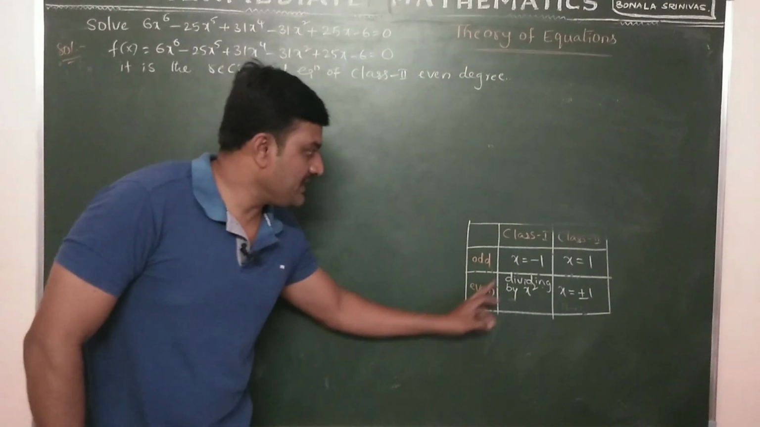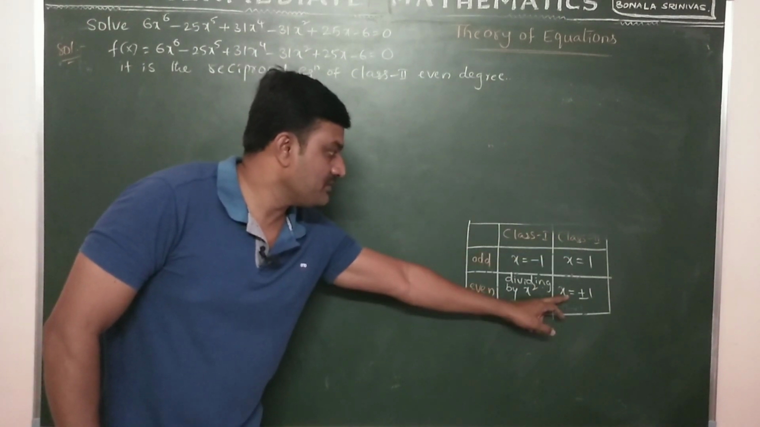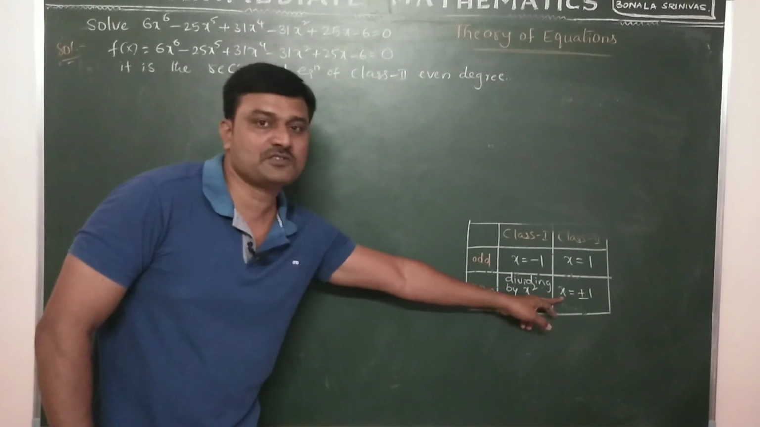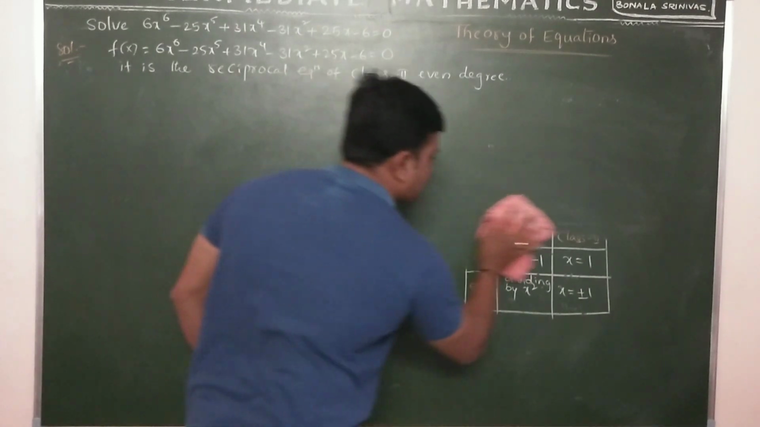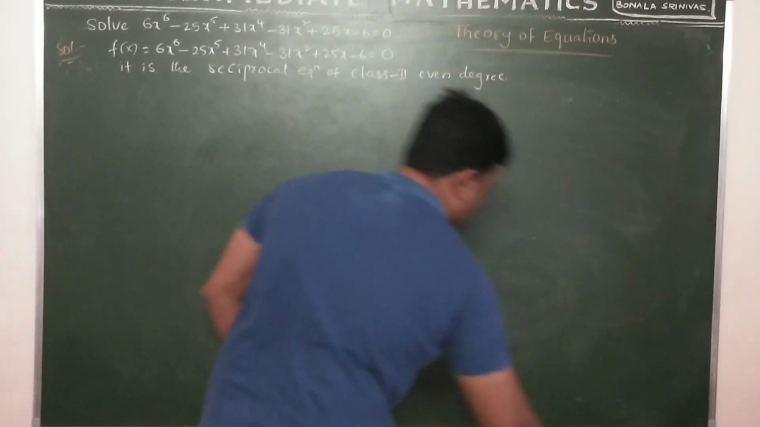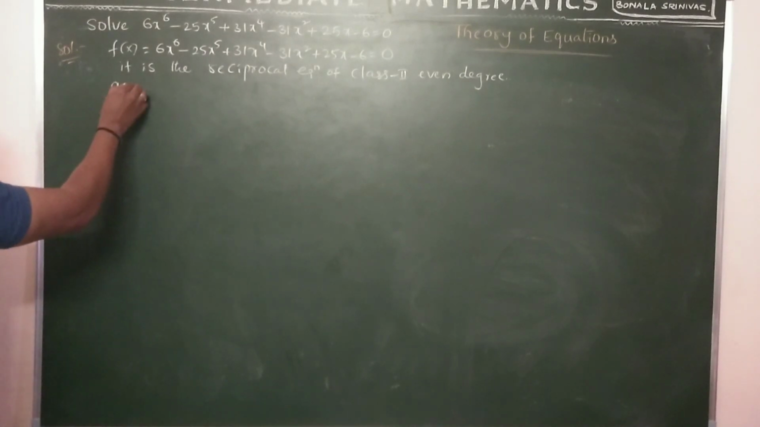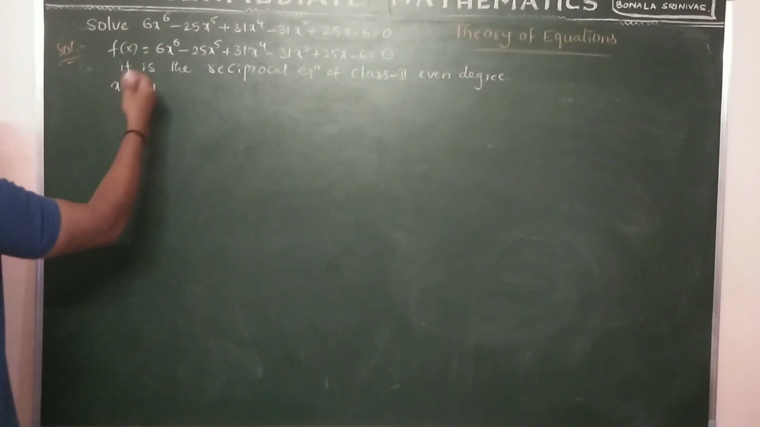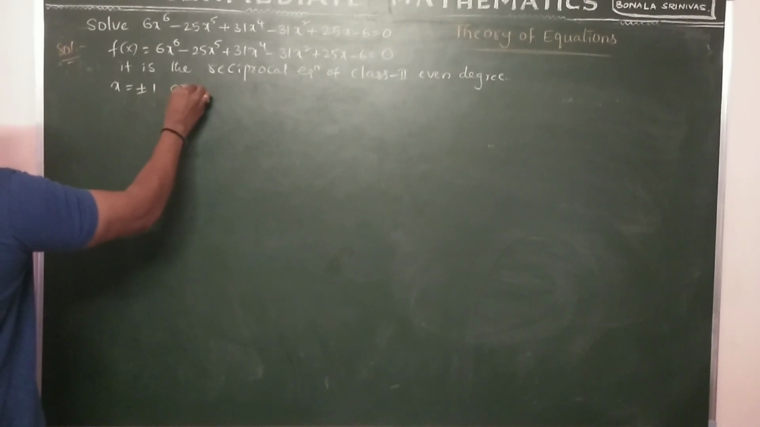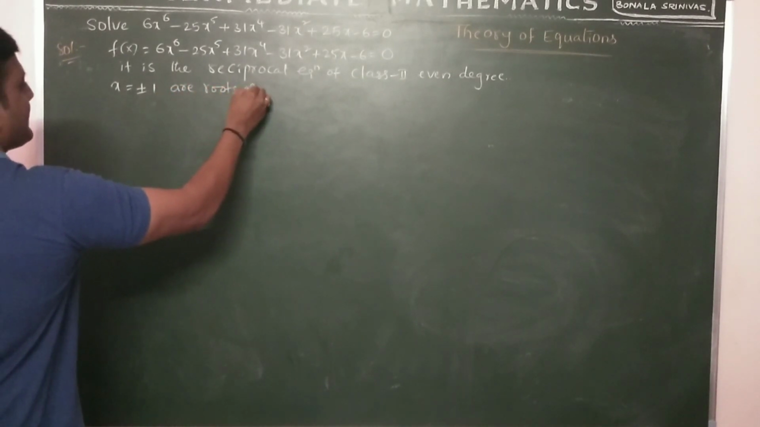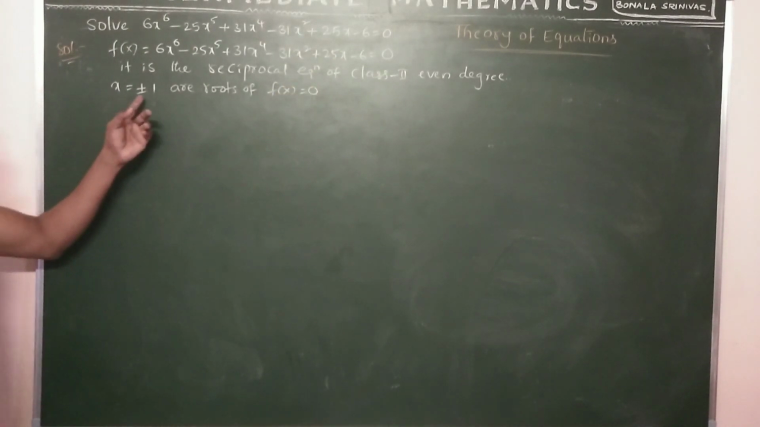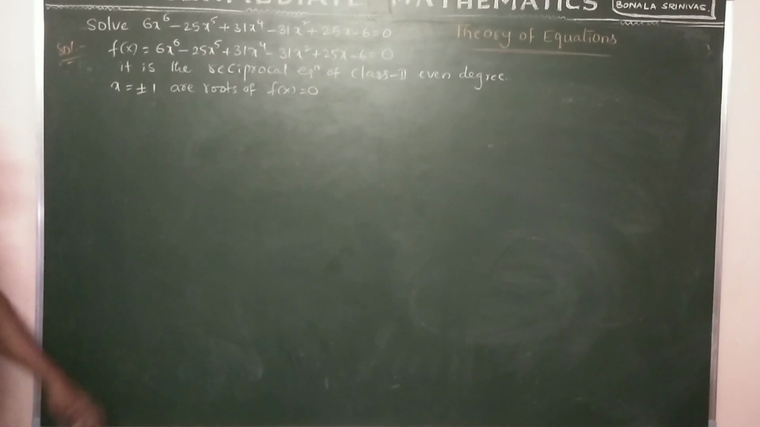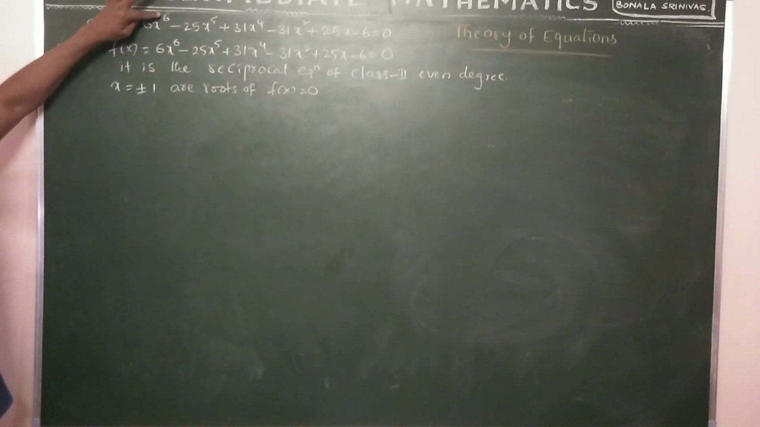Now, for even degree class 2, we can take the solutions as x equals plus or minus 1 definitely. Yes or no? Now just write x equals plus or minus 1. Then plus 1 and minus 1 are the roots of f(x) equals 0. Now we already get two solutions; we need 4 more. We have 6 solutions because the degree is 6. Yes or no?